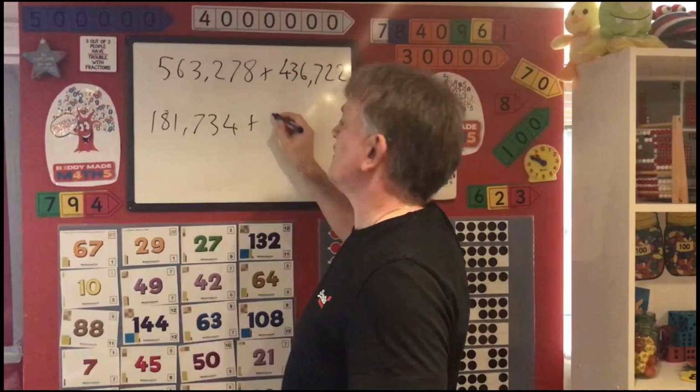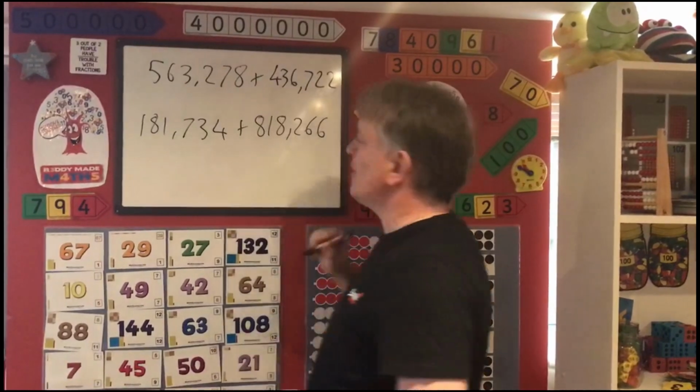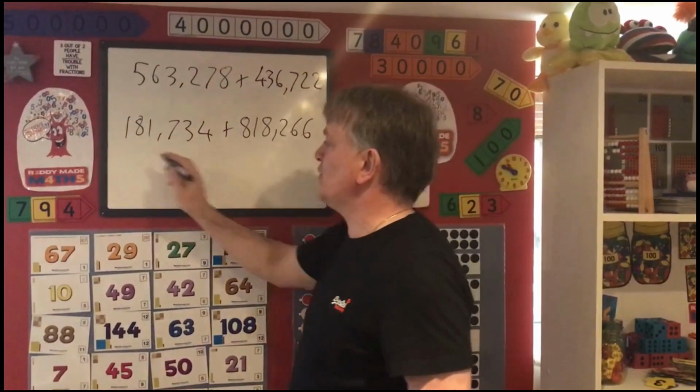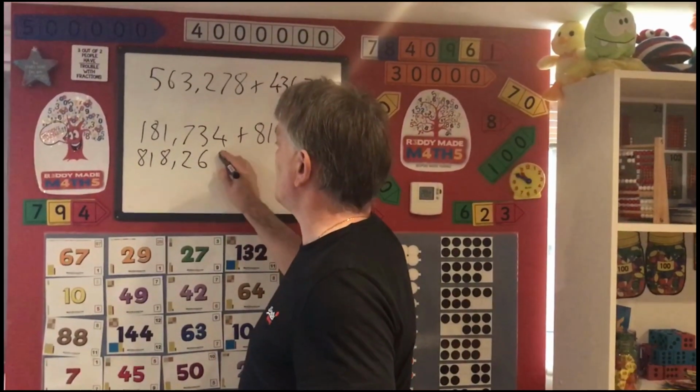181,734, add 818,266. How on earth do you do that so quick? All we're doing is we're going, I'll write it underneath, 9, 9, 9, 9, 9, 10.